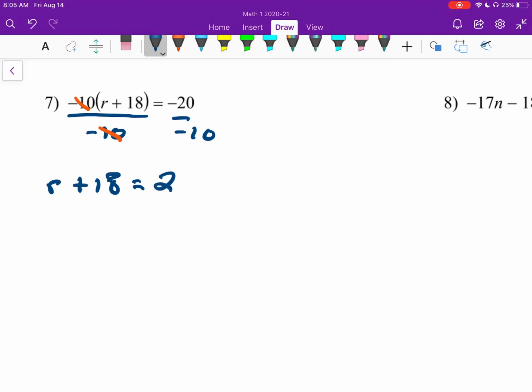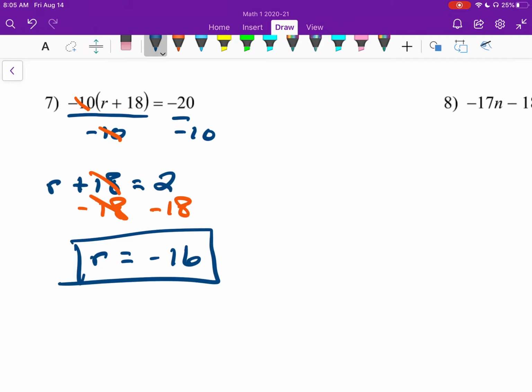All right, we've got a negative divided by negative. That gives us a positive. So I'm going to subtract 18 from both sides. My 18's on the left cancel. I'm left with r equals 2 minus 18 gives me negative 16. That's my answer.